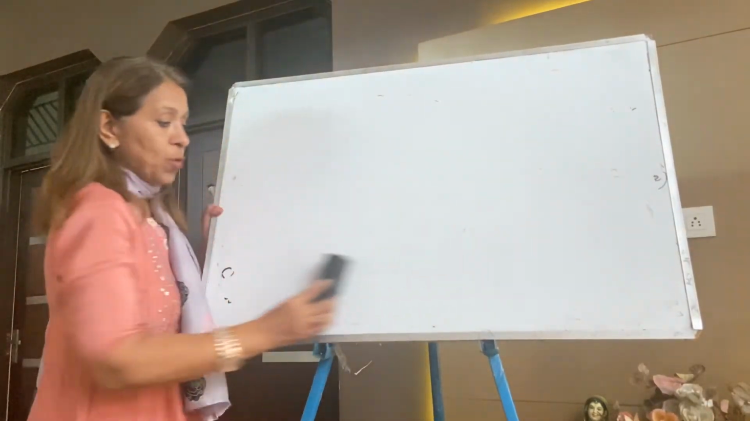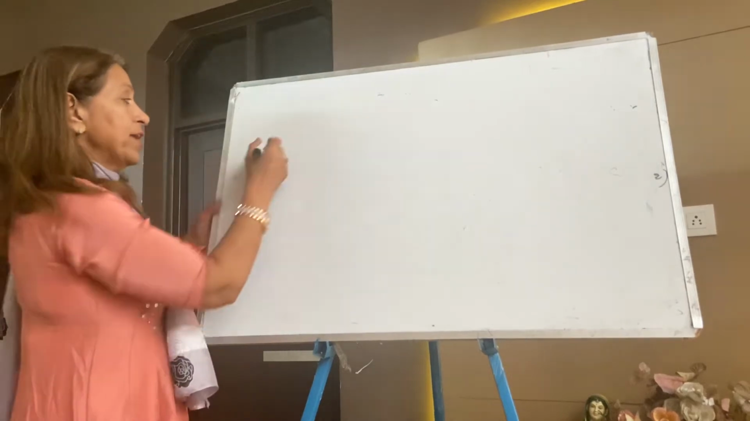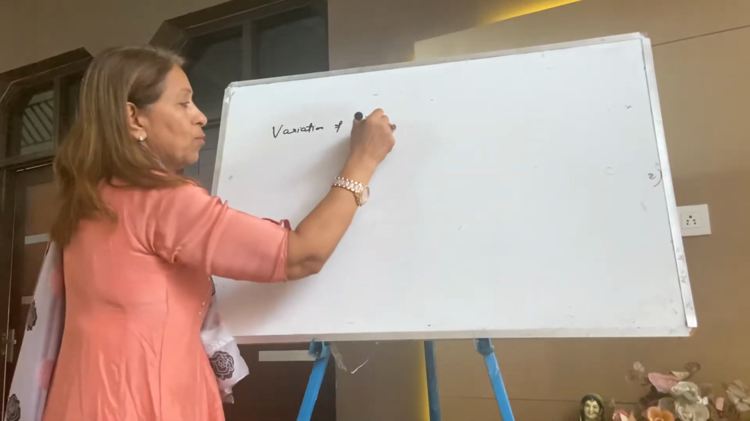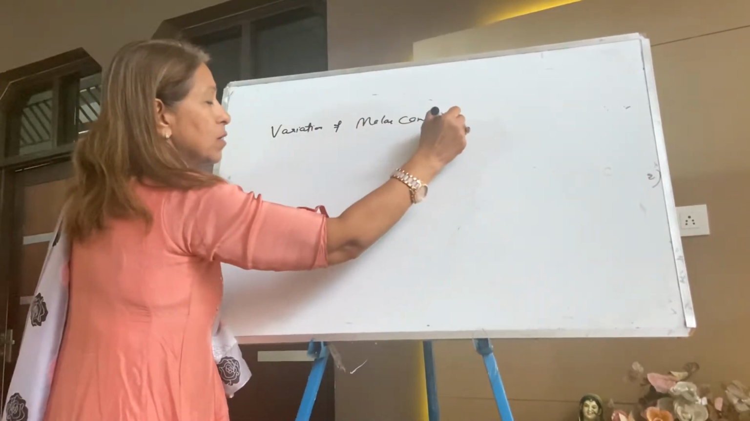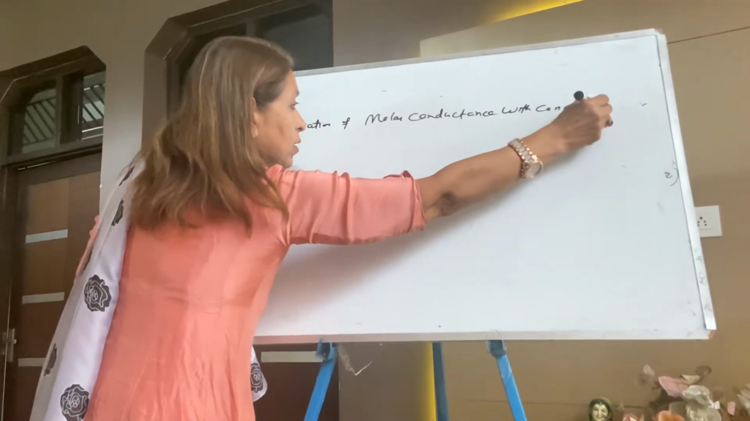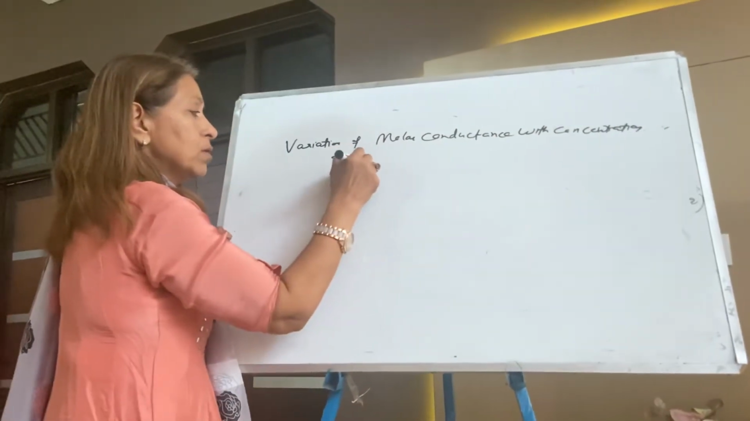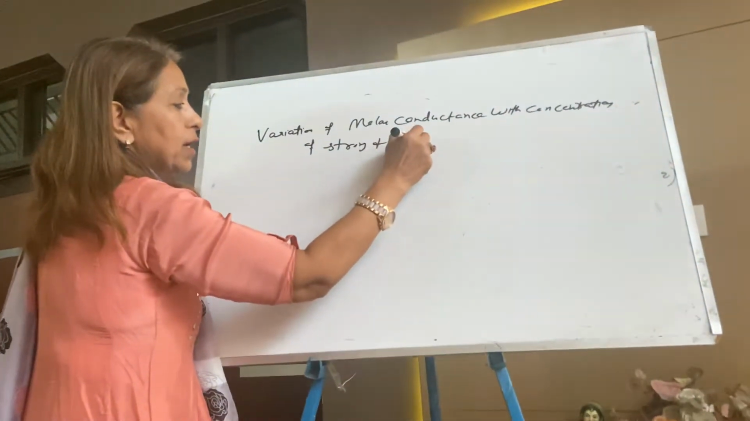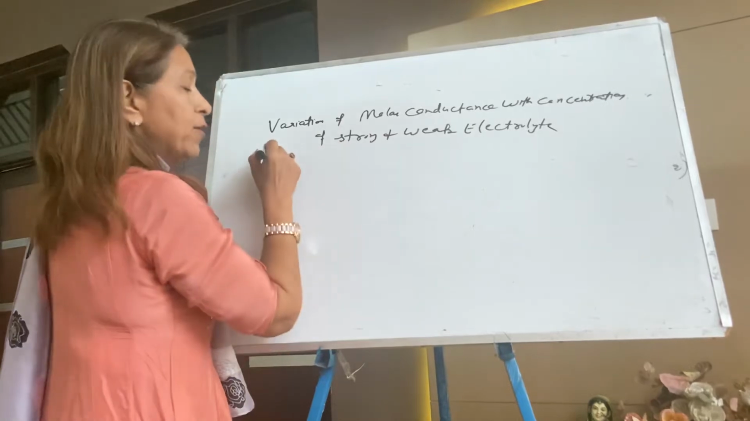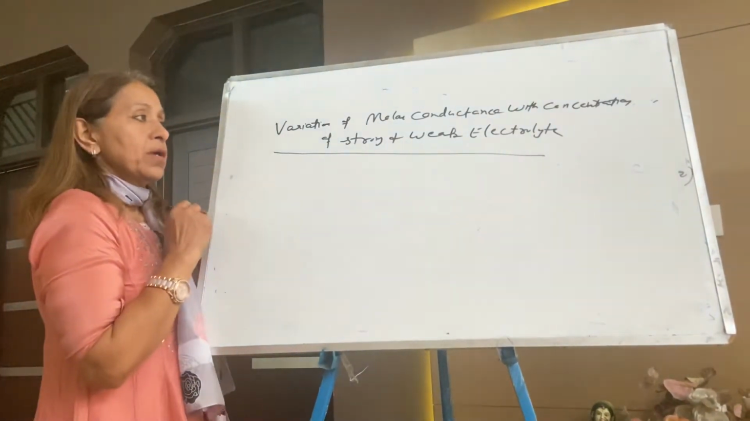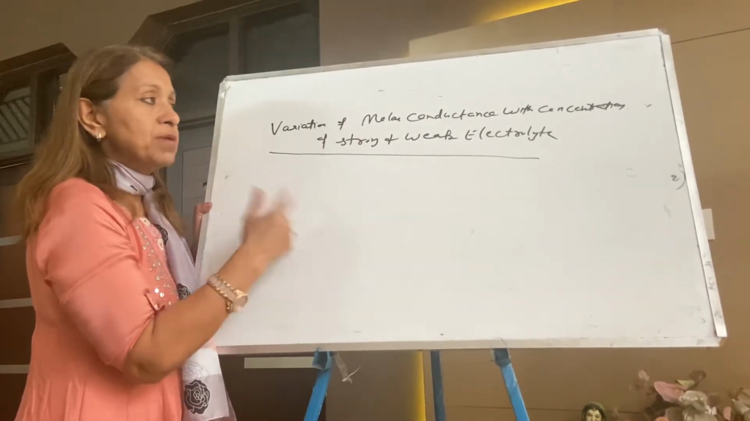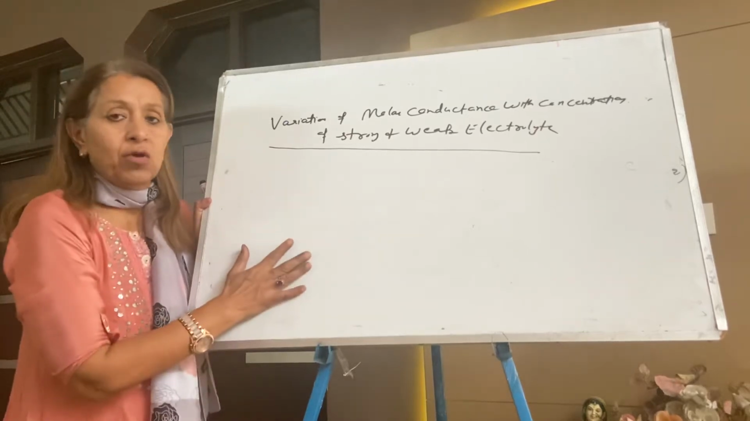Now the next topic I'm taking, write down: variation of molar conductance with concentration, of strong and weak electrolyte both. Write down the topic name. Variation of molar conductance. We will plot a graph. Variation of molar conductance with concentration, strong and weak electrolyte.